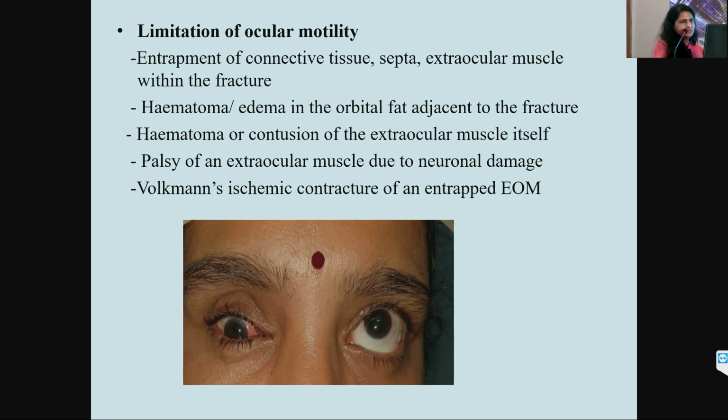What are the reasons for limitation of ocular motility? It can be either due to entrapment of connective tissue septa or extraocular muscle within the fracture, or it can be due to hematoma or edema in the orbital fat adjacent to the fracture. Another reason is hematoma or contusion of the extraocular muscle itself. It can also be due to palsy of extraocular muscle or Volkmann's ischemic contracture of the entrapped extraocular muscle.